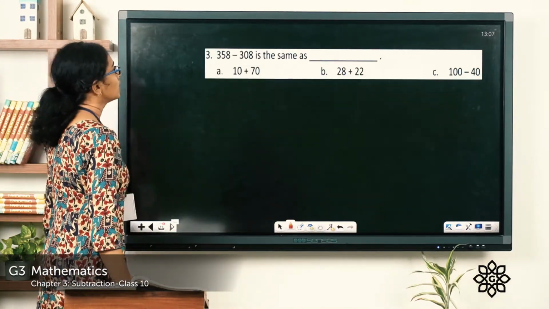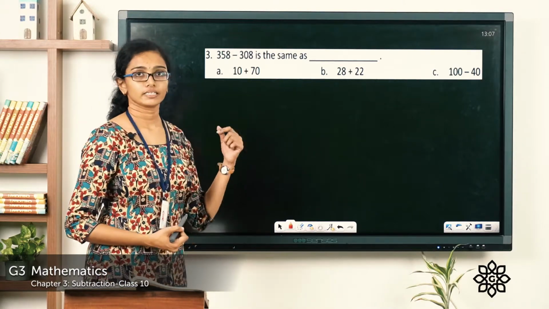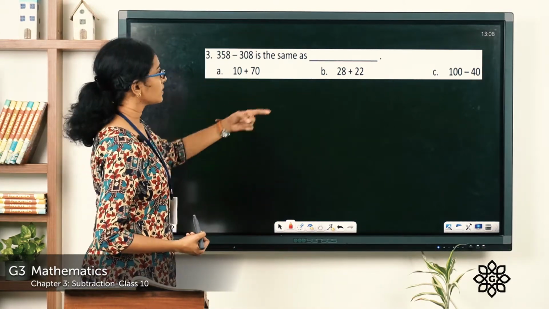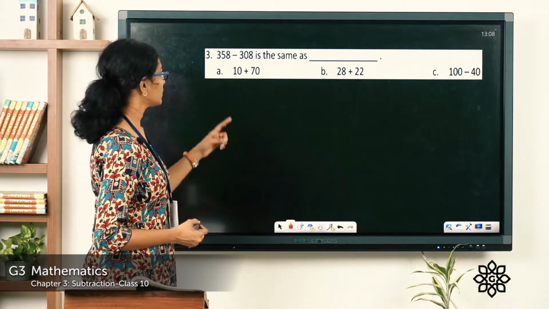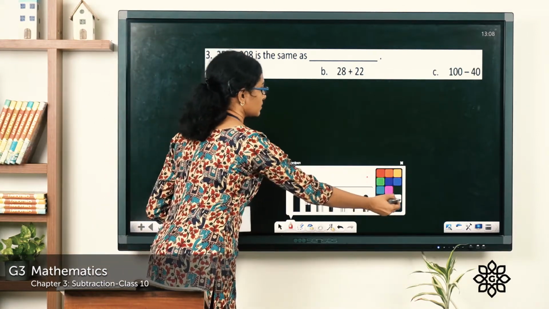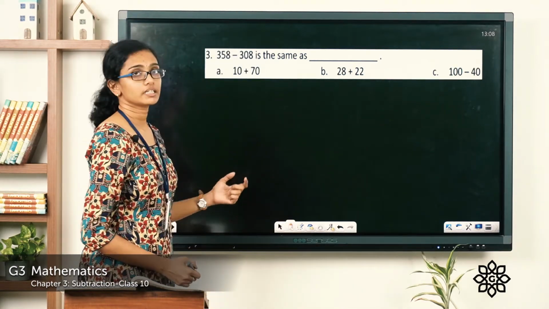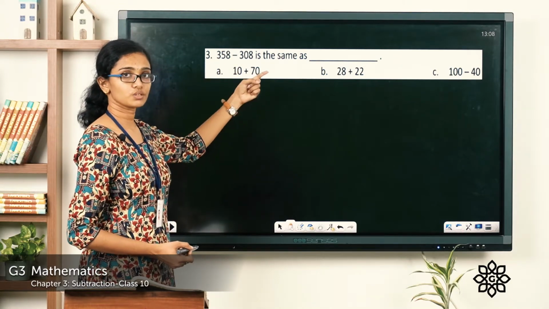Now, 358 minus 308 is the same as, and you are given 3 options. Here a subtraction operation is given and the options are: option A, 10 plus 70. What is 10 plus 70? 80. So before we check the options, let's first check what is the difference of these two numbers.